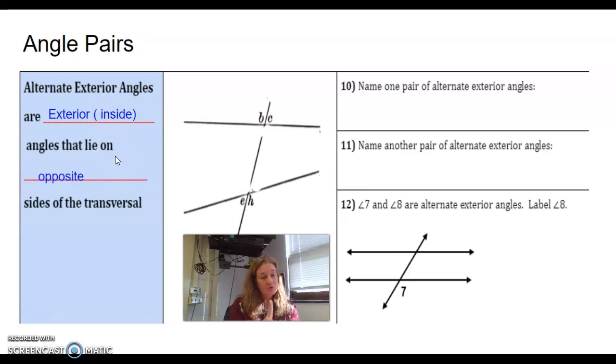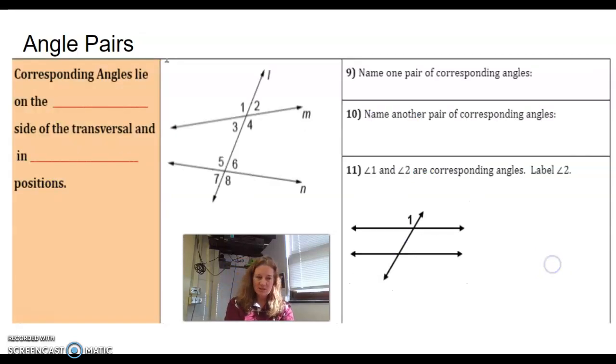I will know if you were using your headphones. Angles that lie on opposite sides of the transversal. Alternate, opposite, opposite, alternate. One pair would be B and H. B is outside on the left, H is outside on the right. C and E: C is outside on the right, E is outside on the left. So if I have 7 and 8 as alternate exterior angles, 8 is going to be on the top left because 7 is on the bottom right.